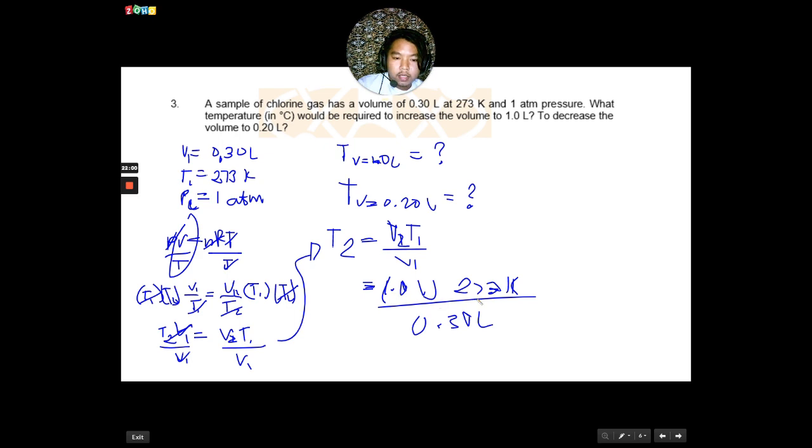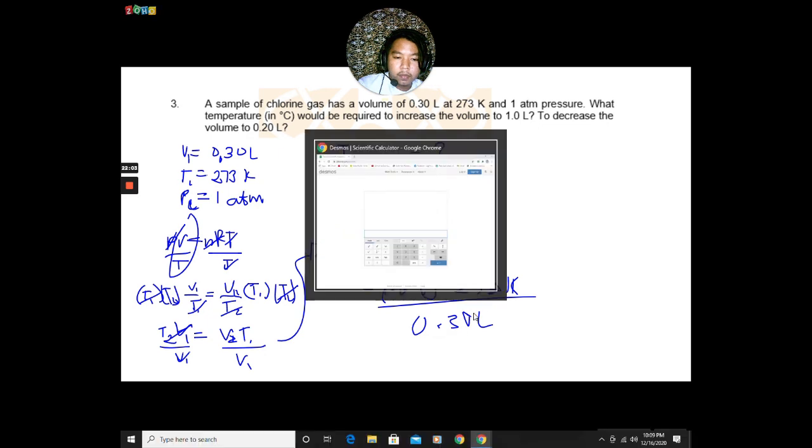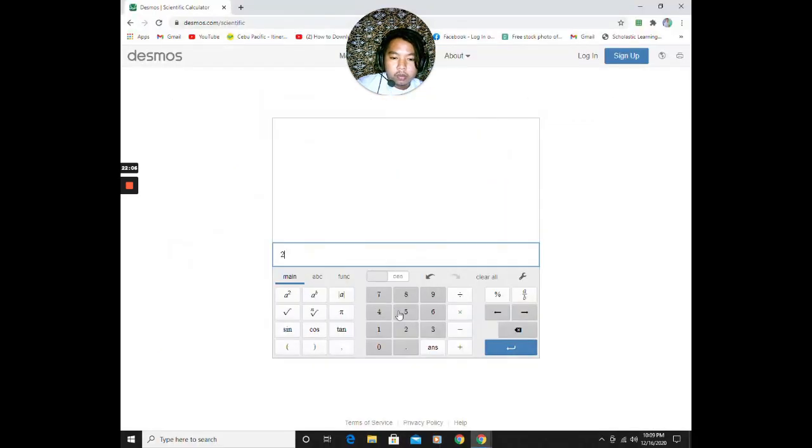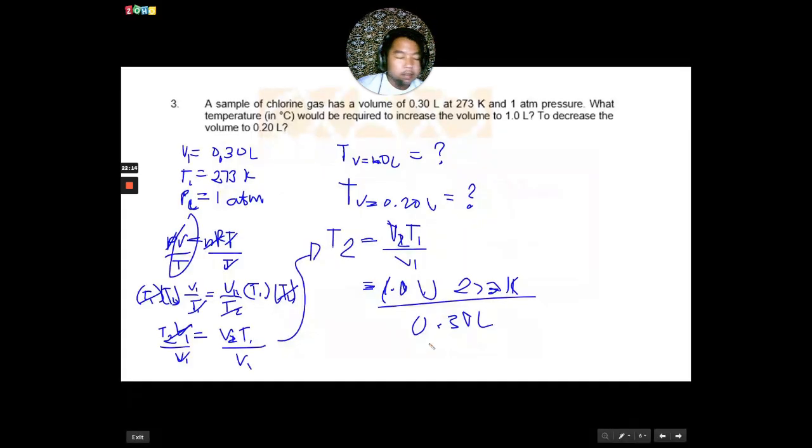So that would be just 273 over 0.30. 273 divided by 0.30, that would be 910. 910 Kelvin.